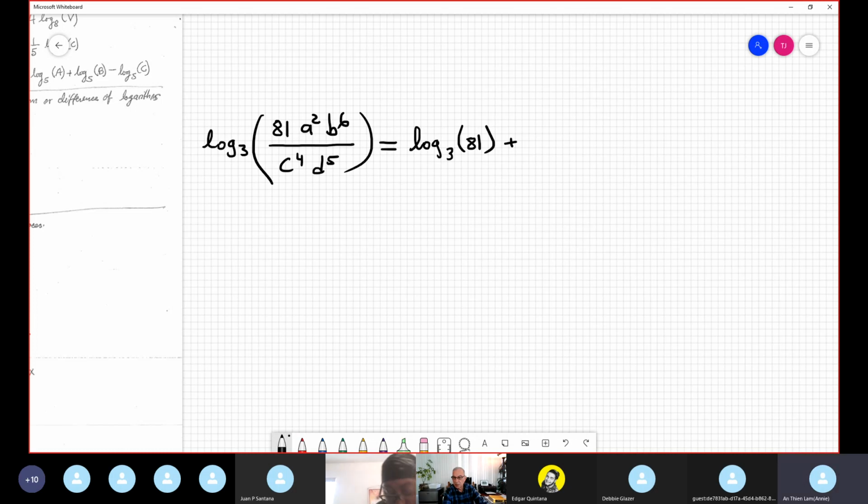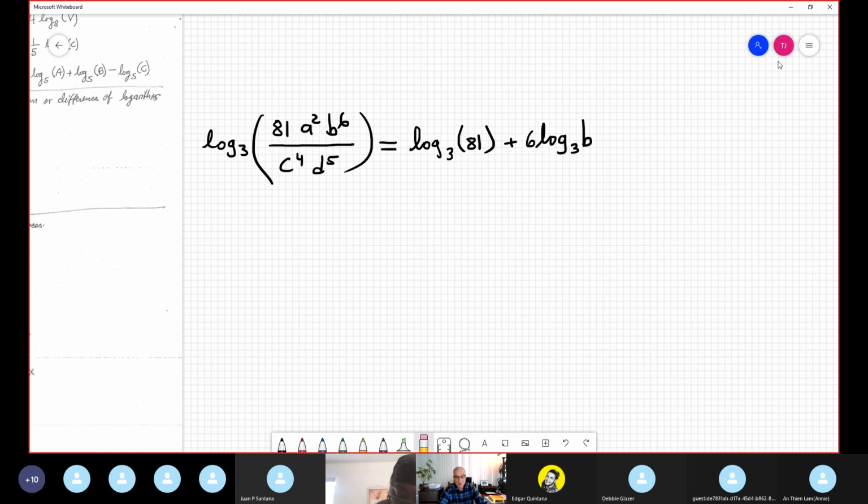Alan is typing. And then plus something. Log 3 of b to the 6. Then now the exponent, you leave it like that or you put it in the front? What is the best way?